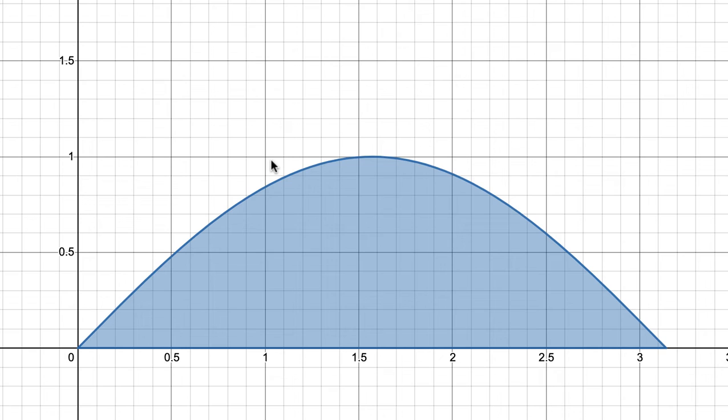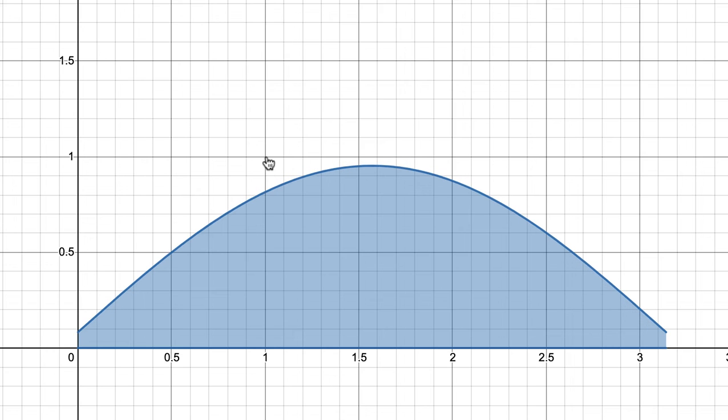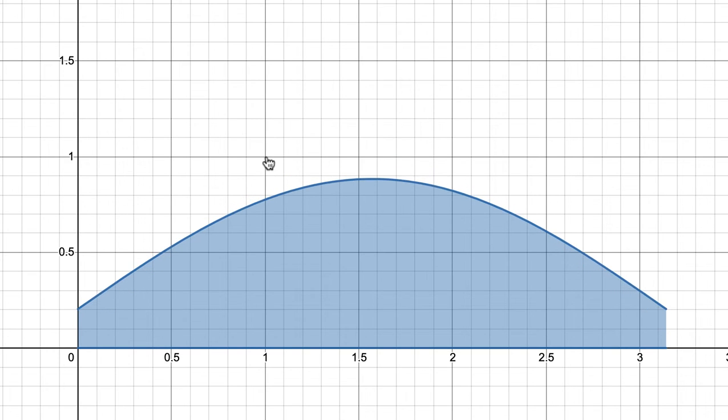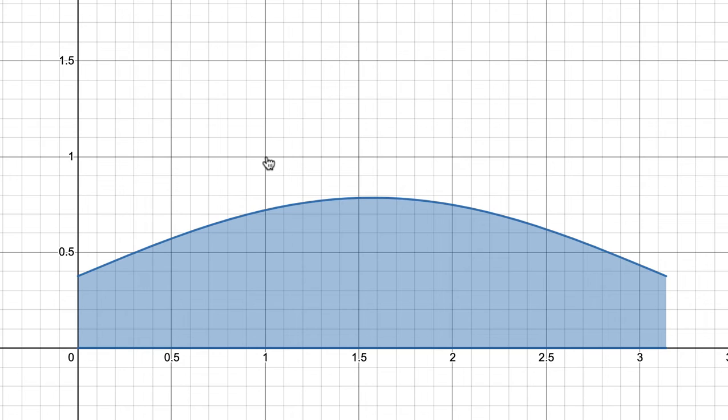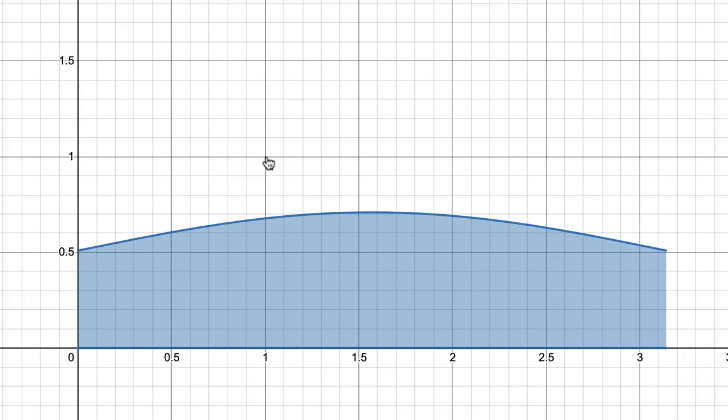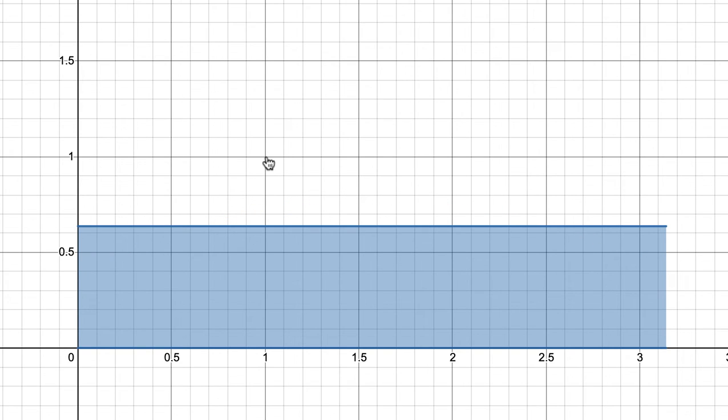The question of the average value of this function on this interval goes like this. We ask ourselves the question, what would happen if we were to preserve the total area under the curve, but flatten it out so that we were looking at a constant function? Or equivalently, what constant function on the same interval encloses the same area as the sine function?